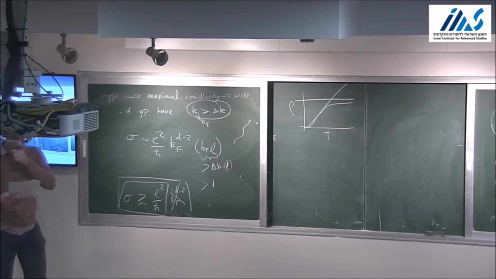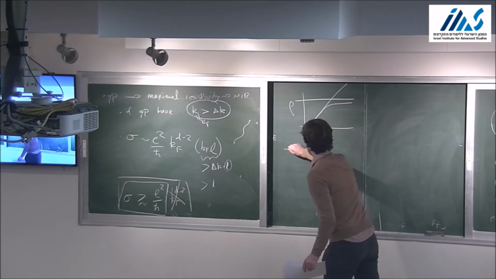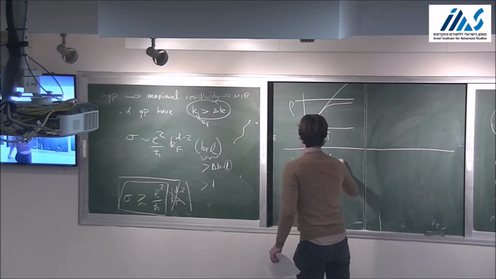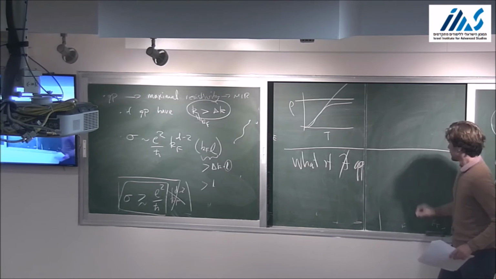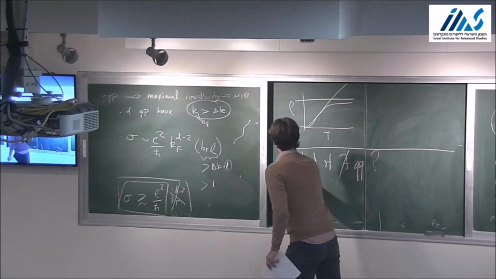Okay. All right, so now what happens? The rest of these lectures are about what happens when there are no quasiparticles. So in the remainder, I want to talk about what happens if there do not exist these quasiparticles. So first we need a definition of what it means for there to be no quasiparticles. So what we're going to take as a definition is the following.